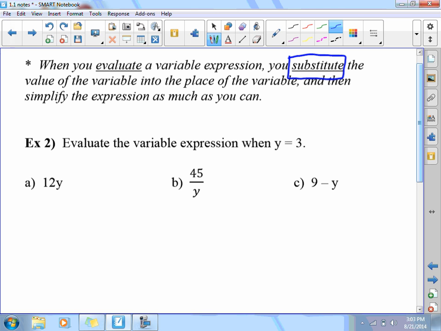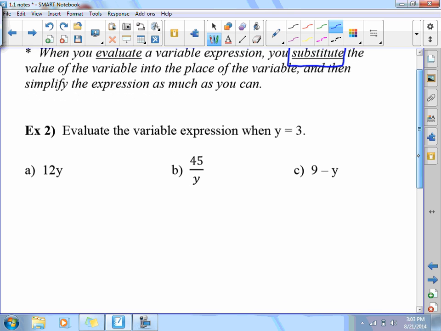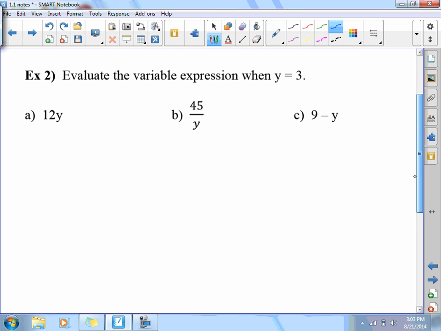So in example 2 here, it says to evaluate the variable expression when y equals 3. So there they tell you what y equals. So in part A, I have 12 times y. If I wanted to rewrite it with that little dot in there, I could. That little dot stands for times. It's a fancy way to write multiplication now. We don't want to write multiplication with an x anymore because that could look like a variable x. So we're going to use that little dot. Or we can know that the number and the variable are right next to each other, and that means multiplication.